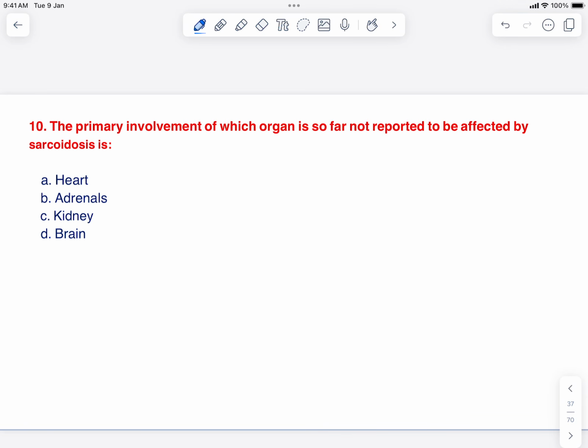The primary involvement of which organ is so far not reported to be affected by sarcoidosis? The options are heart, adrenals, kidney and brain. So primary involvement of the adrenals is not seen in sarcoidosis, okay? Adrenal involvement in sarcoidosis is rare or absent. As such, you don't have primary involvement. The non-caseating granuloma will not accumulate within the adrenals, causing adrenal insufficiency.